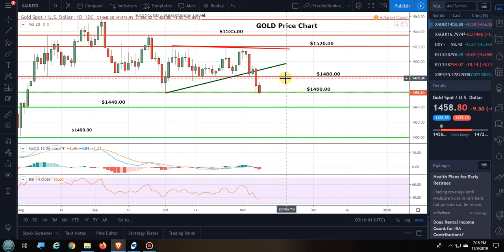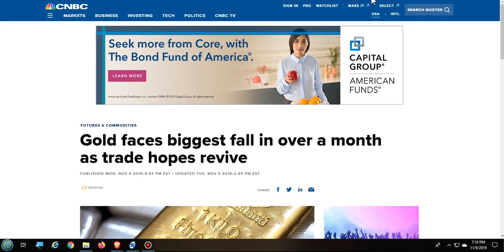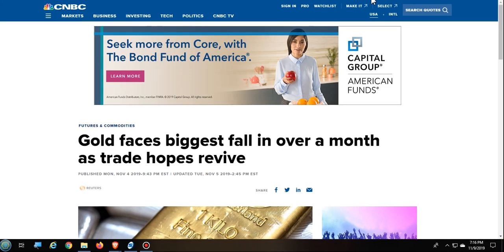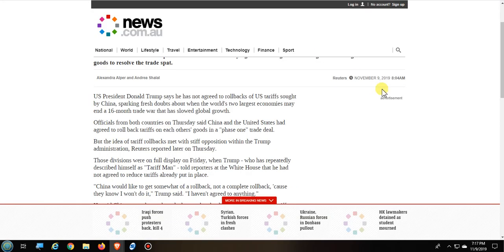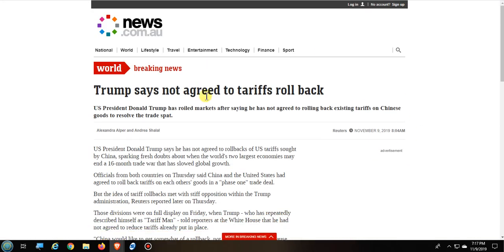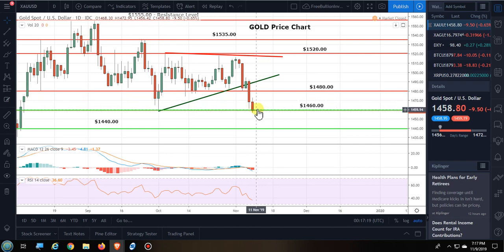As far as the reason behind gold's price fall, we can blame the talk of trade hopes in the market. There was talk about rollbacks in the tariffs and so on, and the market was getting all giddy. I believe the Dow hit repeatedly new highs last week. But then on Friday, there was news that Trump said that he had not agreed to rollbacks. So it stopped the market's jubilant attitude towards the trade deal happening, and it stopped also gold's fall in price.